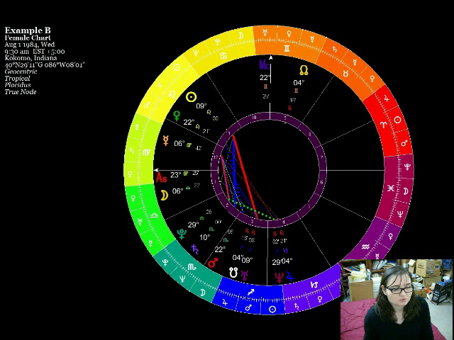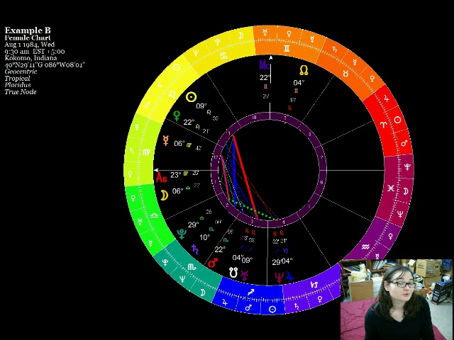Now, my second example is an individual, and we want to do the same thing that we did for the last one. First of all, we have the approximate birth time, which is at 9:30 a.m., for this person on August 1st, 1984, actually my sister. And what we're going to do is to rectify her chart, and this last event is going to be marriage. So she married her husband. And for that one, it's pretty easy to tell. That one's pretty cut and dry.